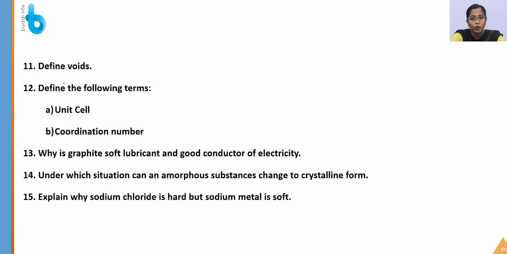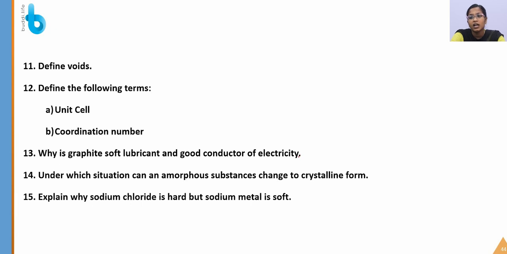And next is, define voids. This and all I have already discussed with you guys. And then, define the following terms: unit cell and coordination number. This also we have seen already. And why is graphite soft, lubricant and good conductor of electricity? So you may get the answer in the case of covalent and network solids, okay.